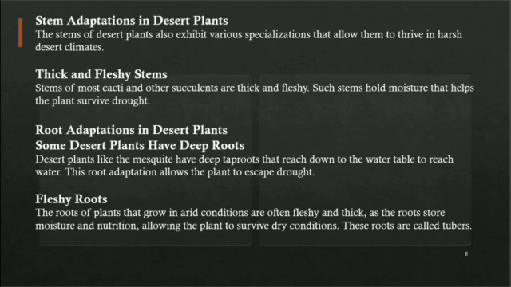Root adaptation in desert plants. Some desert plants have deep roots. Desert plants like the mesquite have deep taproots that reach down to the water table to reach water. This root adaptation allows the plant to escape drought. Fleshy roots. The roots of plants that grow in arid conditions are often fleshy and thick, as the roots store moisture and nutrition, allowing the plant to survive dry conditions. These roots are called tubers.